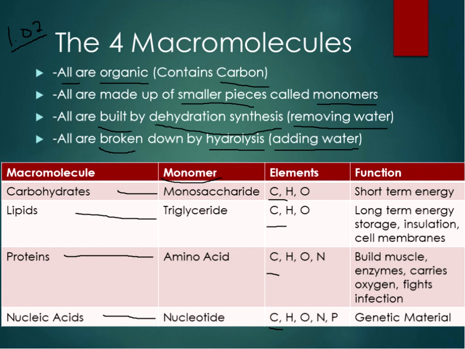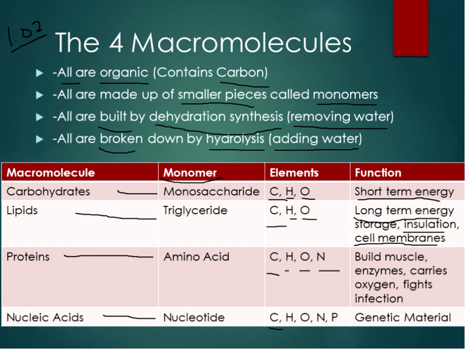All right. So also memorize this bottom table. Carbohydrates, we know that we just went over the building block. It contains C, H, and O, and they do short-term energy. Lipids also contain CHO, but they do long-term energy, insulates the body. All of your cell membranes are made up of phospholipids, so that's what lipids do.